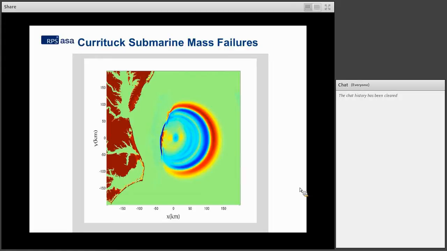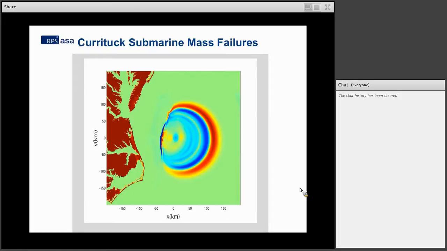So the red one shows the model and the black one shows the buoy. And you see that they match pretty well. We look at the time that the model predicts and the elevation of the wave, which are good.